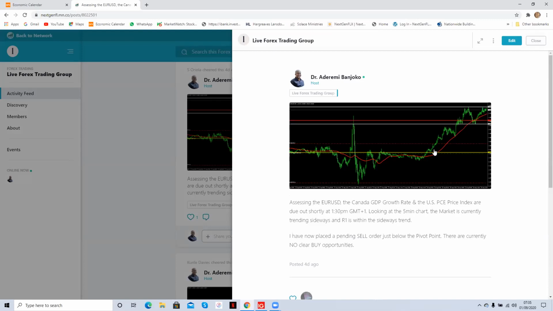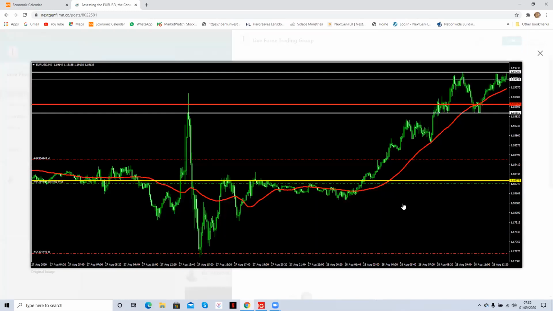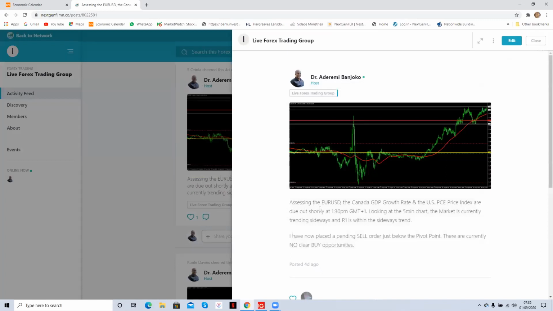So you can see here, last week, Friday, this was the market. You can see it had formed a market resistance there, but you can see I did not use it there. It had formed a market resistance there. So you can see this was prior to the Canada GDP and the US PCE price index report. So we're trading prior to this report last week, Friday. And again, you can go back to the platform and check all this trade. So you can see here, I was saying we're assessing the EURUSD prior to the report. The report was due out shortly at 1:30 on Friday.